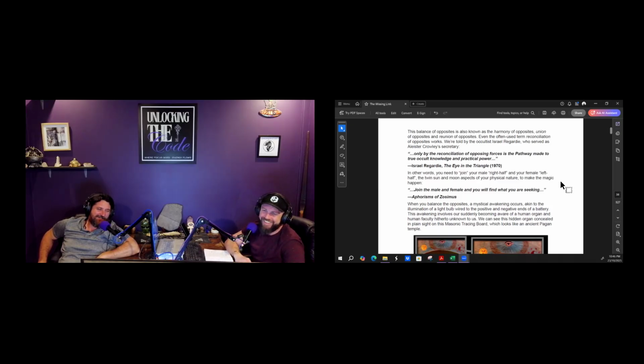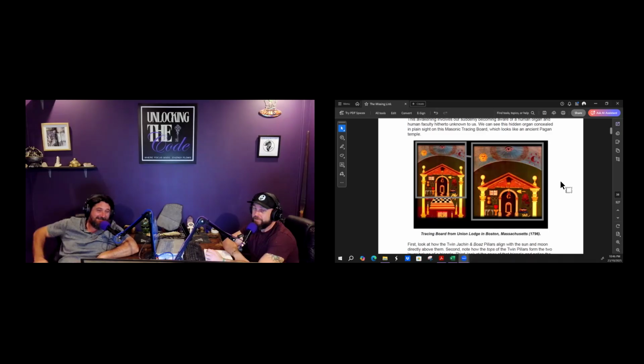When you balance the opposites, a mystical awakening occurs akin to the illumination of a light bulb wired to the positive and negative ends of a battery. This awakening involves our suddenly becoming aware of a human organ and human faculty hitherto unknown to us. We can see this hidden organ concealed in plain sight on this Masonic tracing board, which looks like an ancient pagan temple in grey sweatpants.